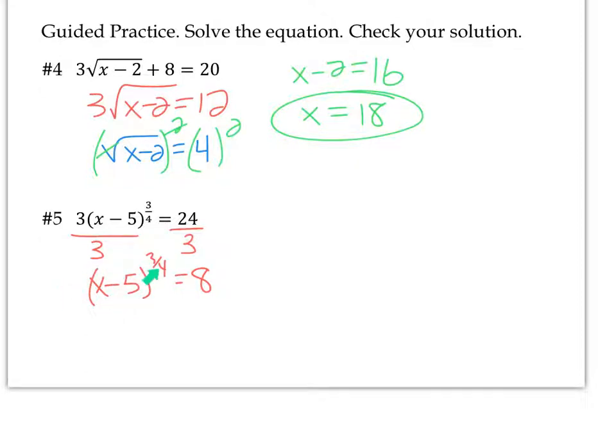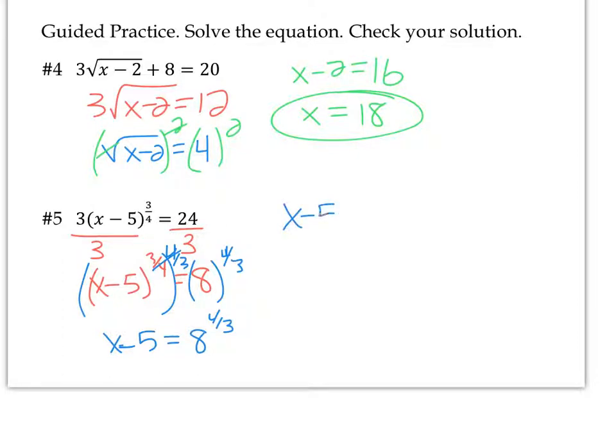You could write that as a 4th root and then to the 3rd power if you want to write it as a radical. I'm not going to do that yet because it's easier, I think, to eliminate that 3/4 power by raising it to its reciprocal without seeing it as a radical. So I'm going to raise it to the 4/3 power on both sides. So that cancels out, and I'll have x minus 5 equals 8 to the 4/3 power.